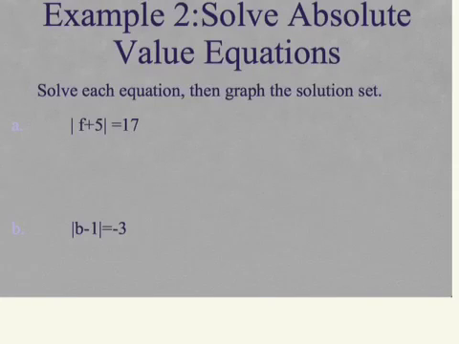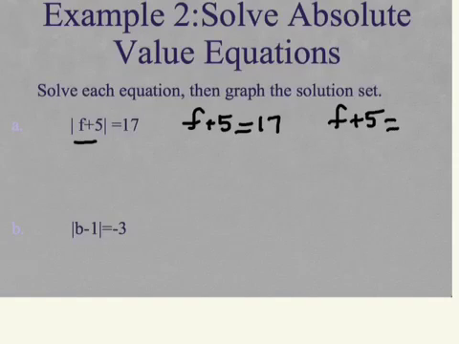Okay, so we get to the real drama here. Now this is where we have to solve equations that have absolute value symbols in it. So we've got the absolute value of f plus 5 is 17. We know that f plus 5 from our last discussion could equal 17, or it could equal -17, right? Because when I put the absolute value on the negative 17, it's going to make it positive. So it could equal positive 17 or negative 17. So we literally have two problems to solve.